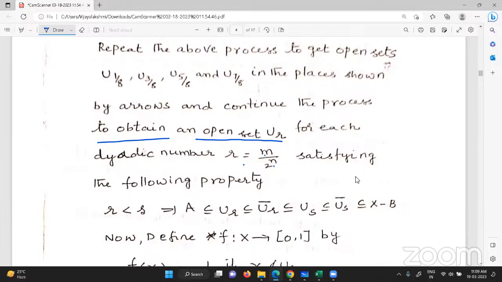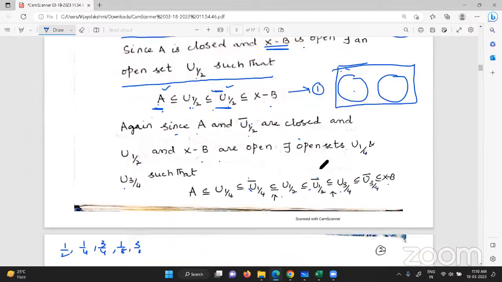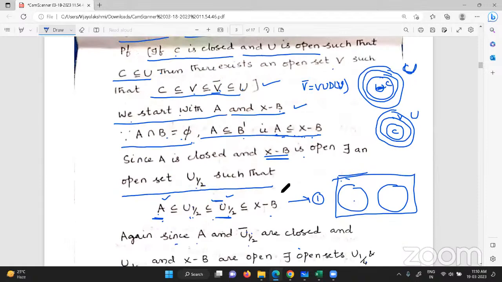You may have doubt why I have taken 1 by 8, 3 by 8, 5 by 8, 7 by 8. These are the dyadic numbers. I am making use of dyadic numbers. So for each dyadic number R equal to M by 2 power N, whenever R is less than S, you have A is a subset of UR, which is a subset of UR closure, subset of US, subset of US closure, subset of X minus B. Till here, if you understood, almost we have done with the theorem. Students, are you following? Yes, ma'am.